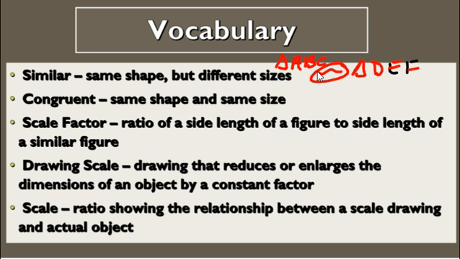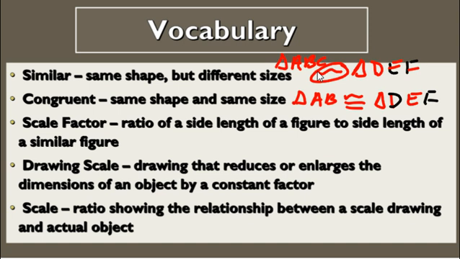Congruent means it's the same shape and the exact same size, so they are identical. So they might have triangle ABC, and they'll use the swervy line plus the equal sign, triangle DEF. That would mean that it's congruent.